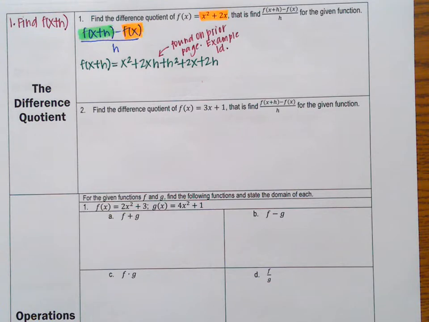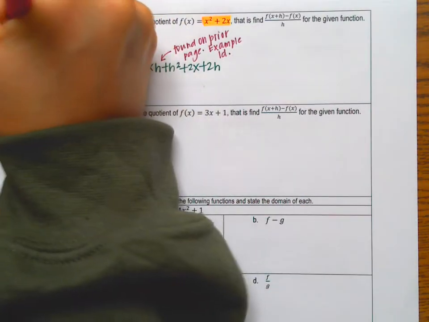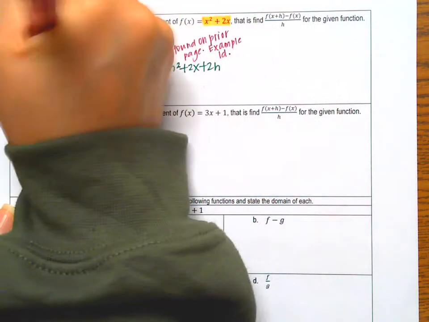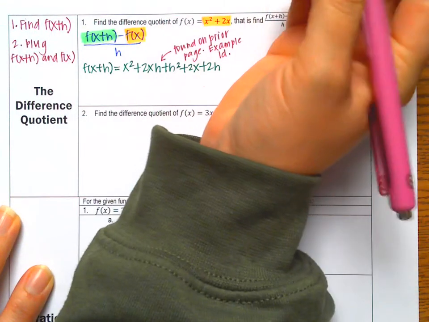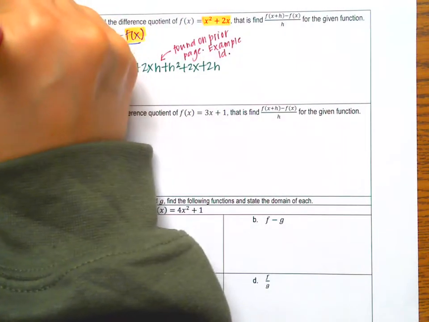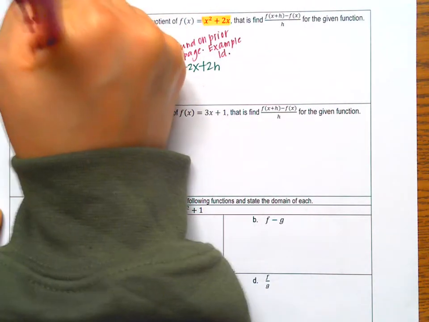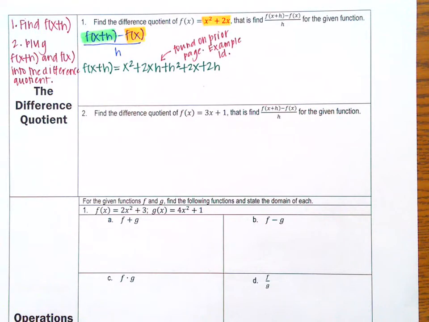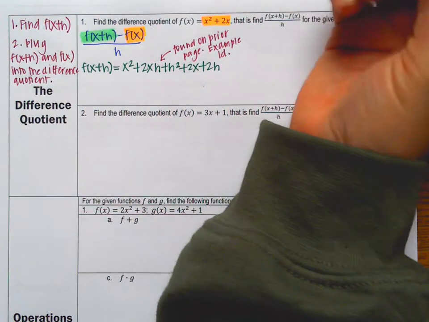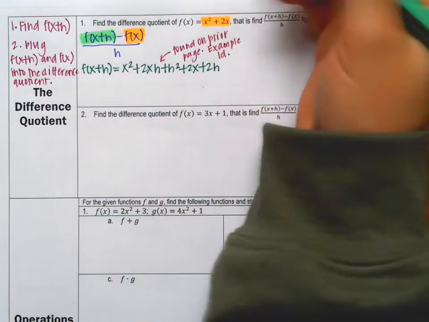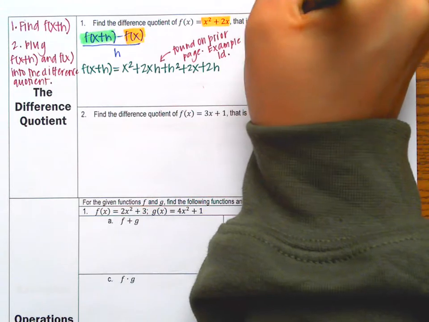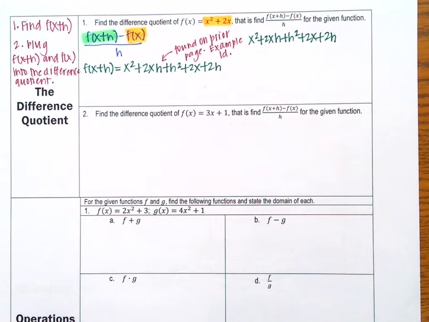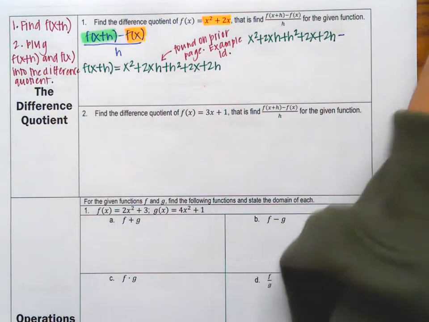So our second step is to plug f of x plus h and f of x, because those are two different things, into the difference quotient. Because this is really just like a formula. So in for f of x plus h, I'm going to write it over here so I have room. We're going to plug in that whole thing: x squared plus 2xh plus h squared plus 2x plus 2h. I'm going to run out of room. Minus, and then we plug in f of x.